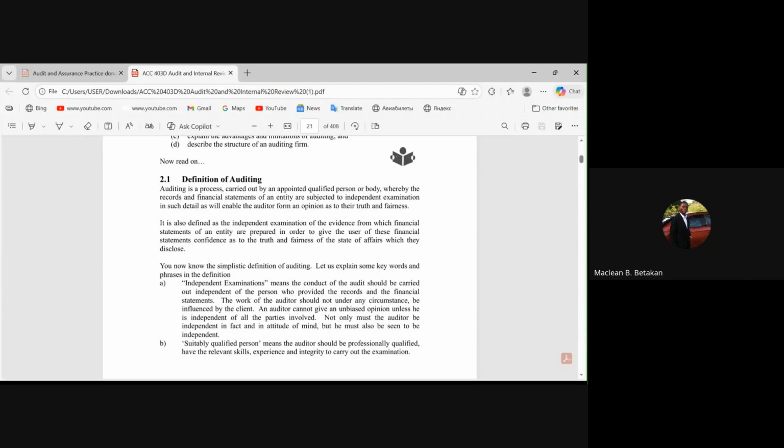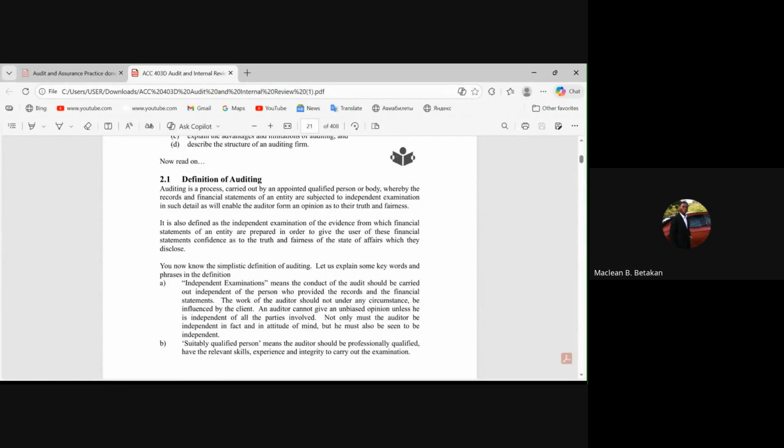And after the auditor is able to examine those records and financial statements, he can now express an opinion. And the opinion of the auditor will state whether the records and financial statements that he has examined are true or fair, or true and fair, or otherwise.